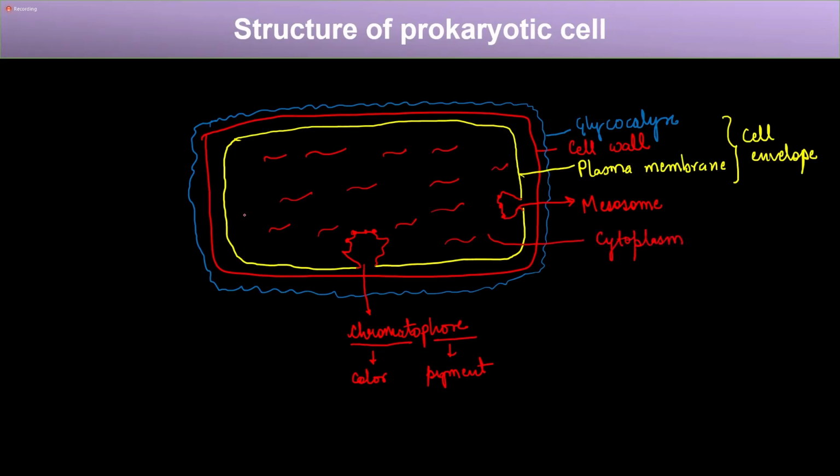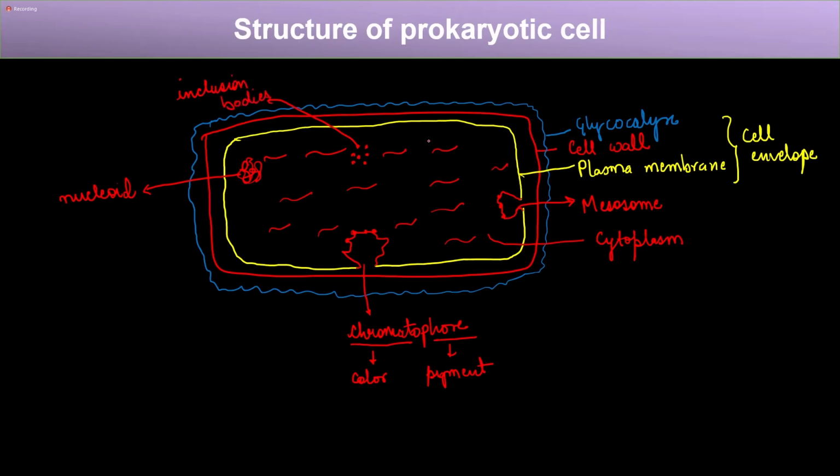Then again, all cells have another typical component that is called genetic material. In a prokaryotic cell, this is known as the nucleoid. Apart from the nucleoid, it has certain bodies that are used for storage. These are granular bodies, known as inclusion bodies. So the inclusion bodies are used for storage.